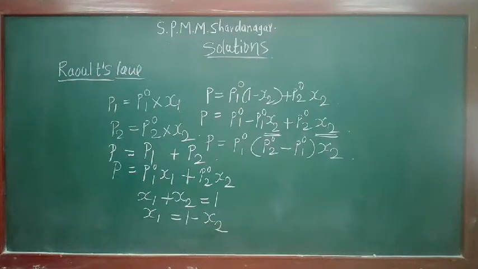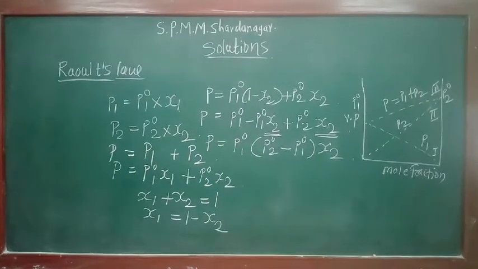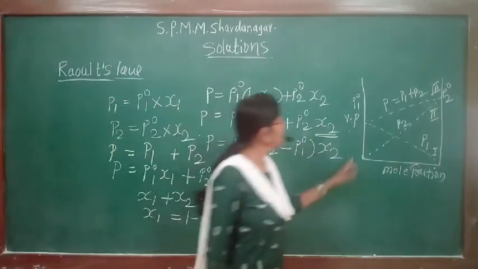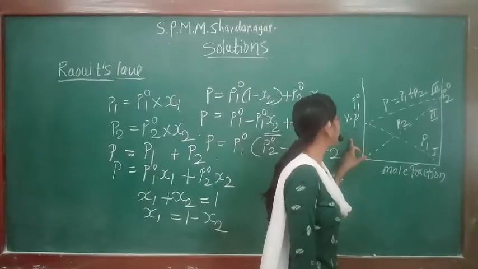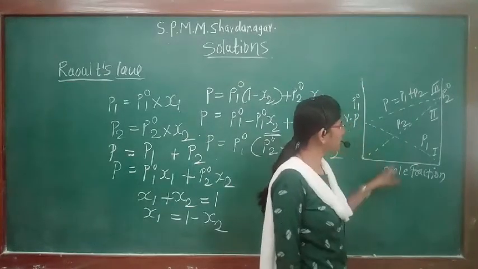Because the pressures P01 and P02 are constant, if we plot a graph of P, meaning the vapor pressure, versus the mole fraction, then it looks like this. This is the graph of vapor pressure versus mole fraction.